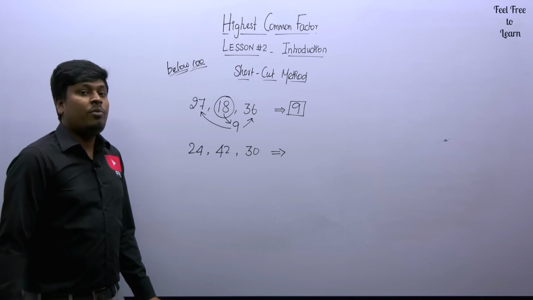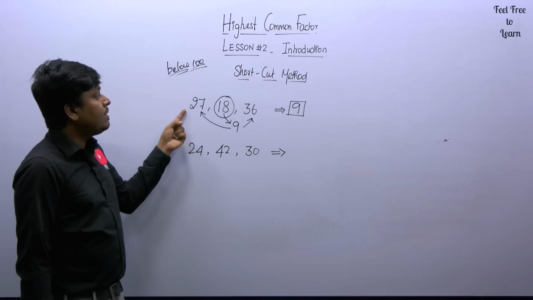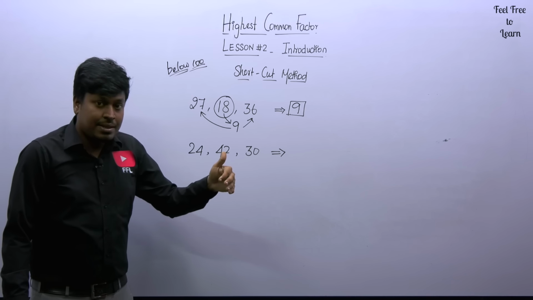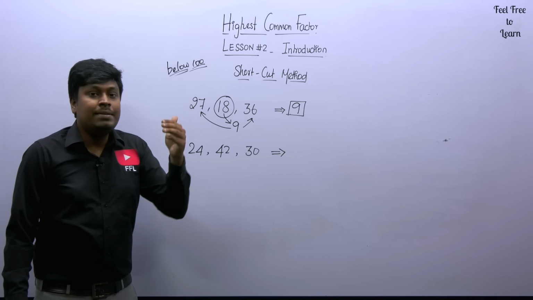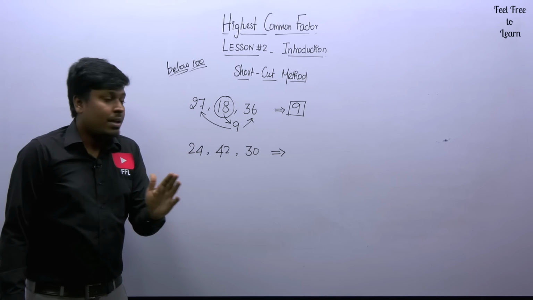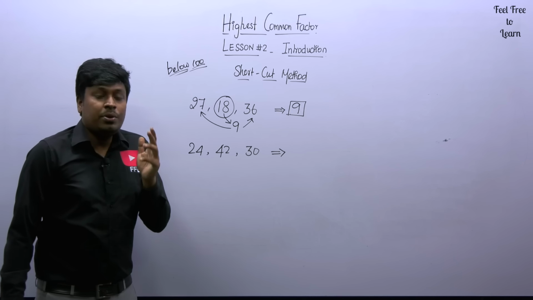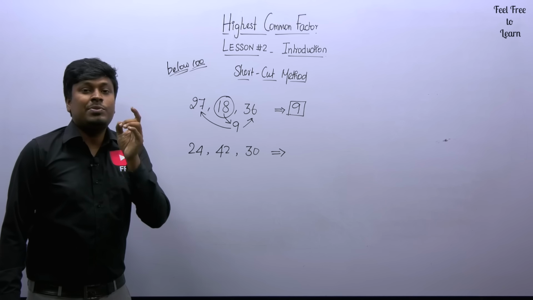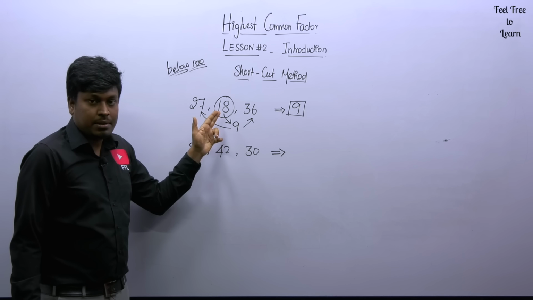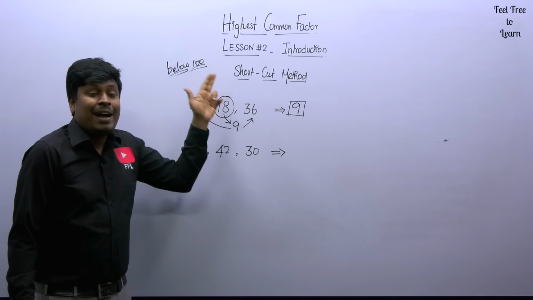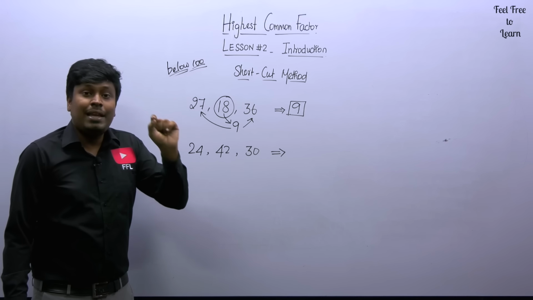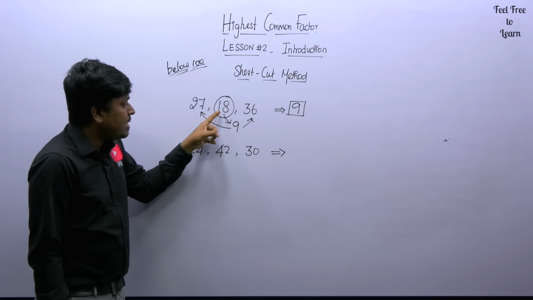In the LCM, what we did, we usually take the largest number and multiply it, and we check whether the remaining numbers get divisible by it. Yes or no? But here, you need to take the smallest number. What is the smallest number here? 18 is the smallest number. And you have to find the factors of 18. 9 is one of the factors, right? We have to take the highest common one. That's the reason I am taking 9.